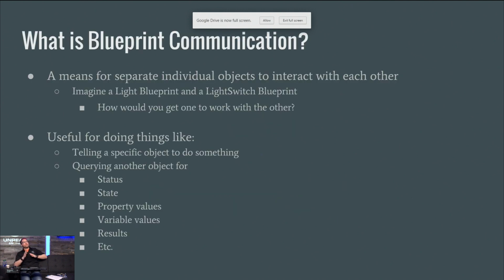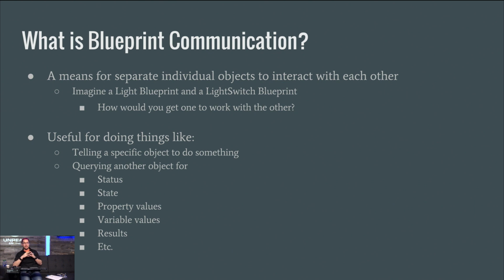So, for starters, what is blueprint communication? Well, hang on, let me just click the allow button and get that out of here. Blueprint communication, I want you to just think of it as a way to get two objects to interact, to communicate in some form or fashion. The classic example is a light blueprint and a light switch, or even a character and a light switch for that matter. And how do you get those two blueprints to send data back and forth to one another?